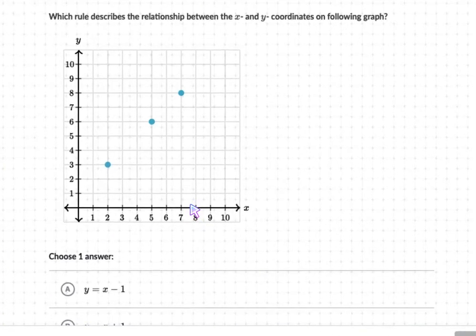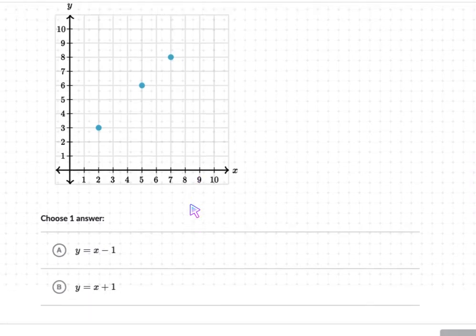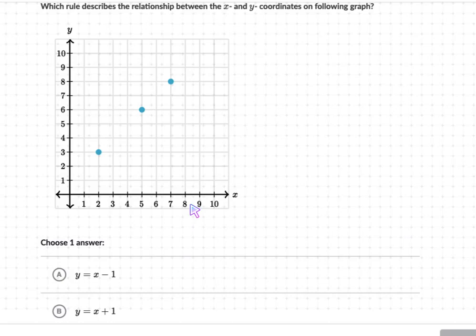This problem says, which rule describes the relationship between x and y coordinates in the following graph? You have two different possibilities: either y equals x minus 1 or y equals x plus 1. So here, they already gave you points on the graph, and they gave you two possible equations. So all I'm going to do here is work backwards. I'm going to change these points into a table, okay?